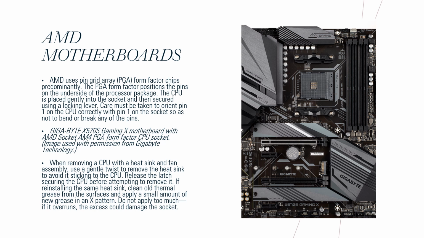If reinstalling the same heatsink, clean all thermal grease from the surfaces and apply a small amount of new grease in the X pattern. Do not apply too much. If it overruns, the excess could damage the socket. Yeah, so you probably want a pea-size amount, or you could just use a thermal pad, as I've seen some people use.